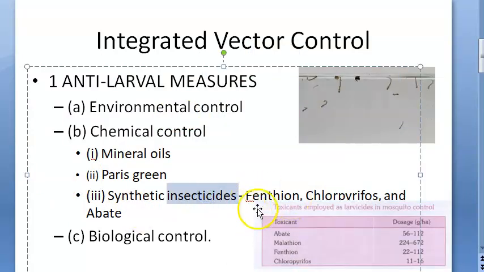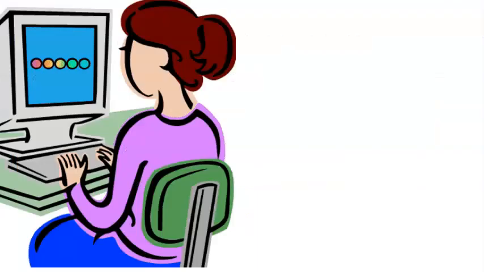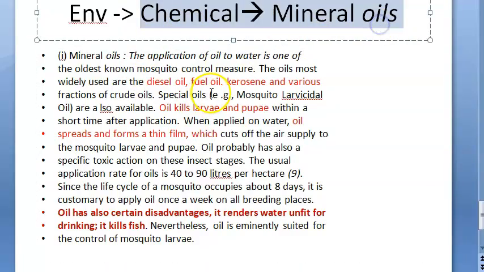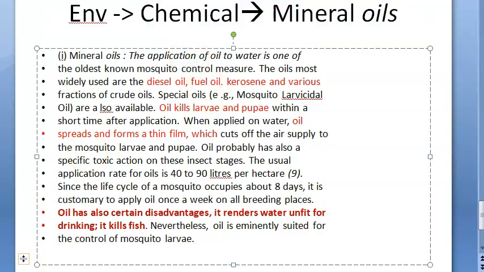They are synthetic insecticides. So guys, in this chemical control, the mineral oils, that's the first one. In this, they are telling that you can use some diesel oil, kerosene, fuel oil, etc.